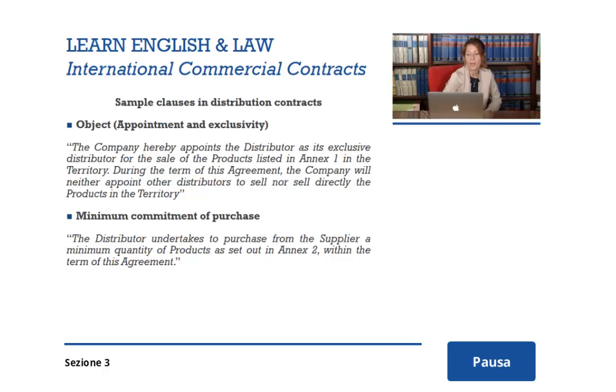The company hereby appoints the distributor as its exclusive distributor for the sale of the products listed in Annex 1 in the territory. During the term of this agreement, the company will neither appoint other distributors to sell nor sell directly the products in the territory. La società, con il presente contratto, incarica il distributore come suo distributore esclusivo per la vendita dei prodotti elencati nell'allegato 1 nell'ambito del territorio, which has been defined in the definitions in the contract.